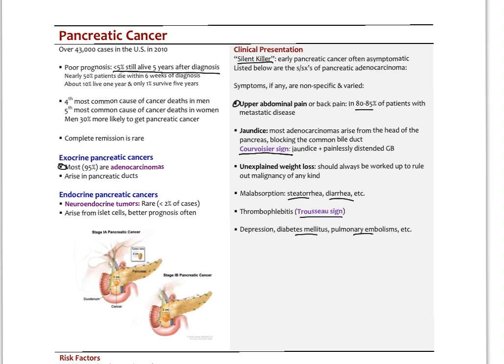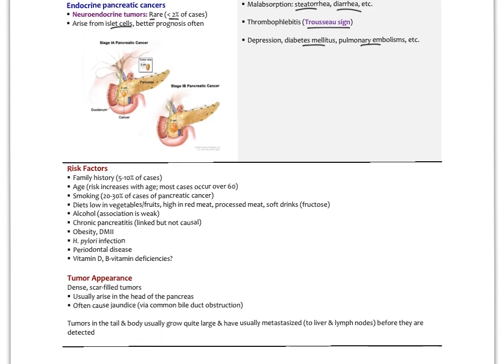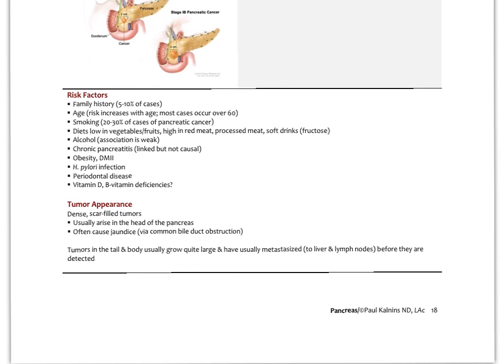Now, the adenocarcinomas arise from the pancreatic ducts. The endocrine tumors are really rare, in fact, less than 2% of cases, and arise from the islet cells, and they have a better prognosis because there are a little bit more treatment options for them. The risk factors, again, I'll give this for the adenocarcinoma, are family history, so genetics, and age. The risk increases with age. Most cases of pancreatic adenocarcinoma occur over 60. Diet: we think a Western type diet, low in vegetables and fiber, high in processed foods, meats, salts, saturated fat, and high fructose corn syrup drinks, all that seems to be associated with increased risk.